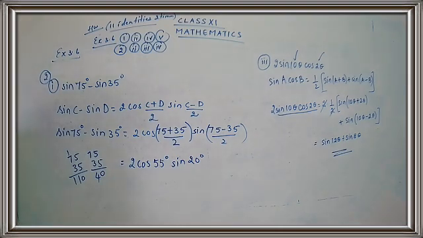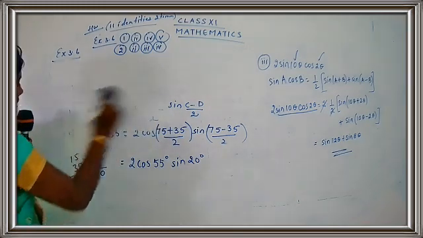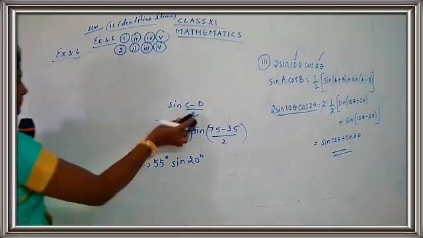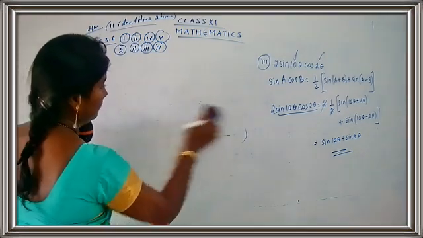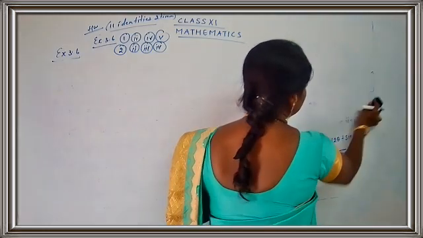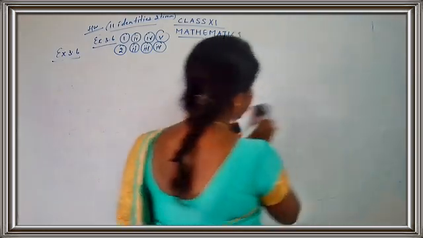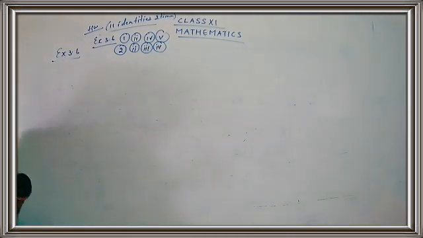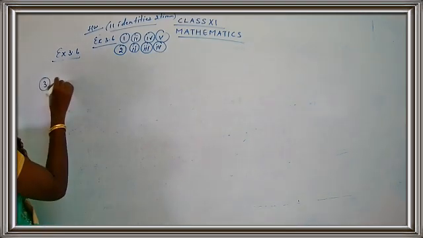Okay, now come on to the third question. Here on the third question, children, show that sine 12 degree, sine 48 degree, sine 54 degree is 1 by 8. Let's continue with sum number 3. The question is, show that sine 12 degree, sine 48 degree, sine 54 degree is 1 by 8. Sum number 3.